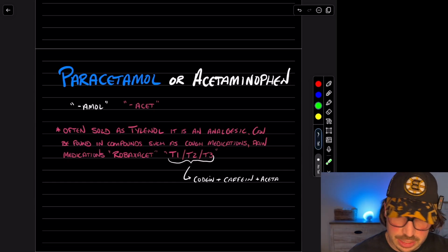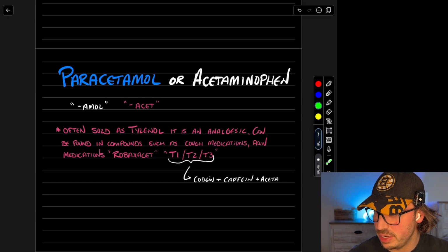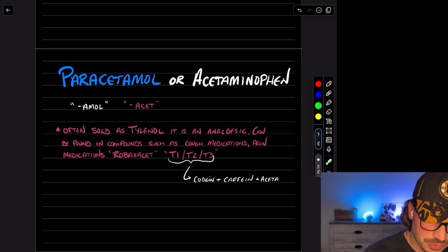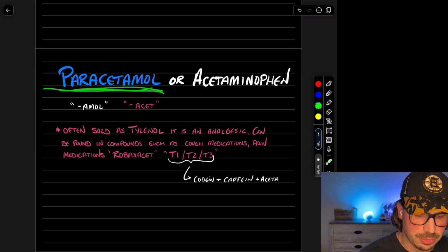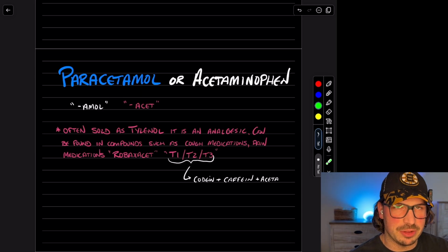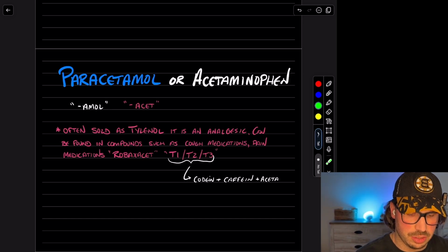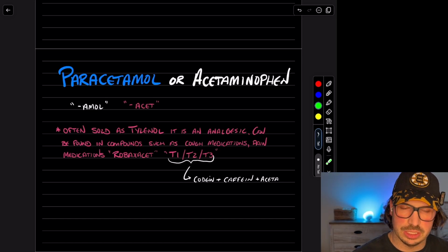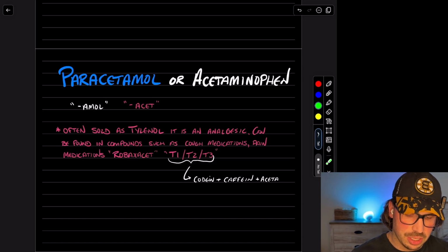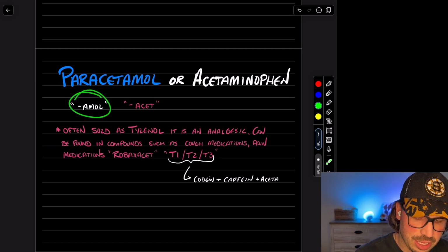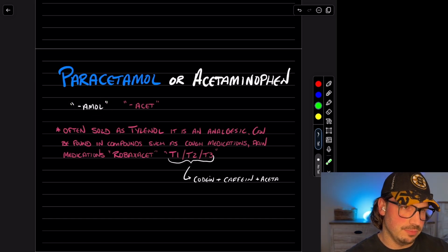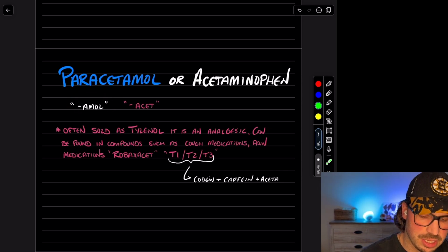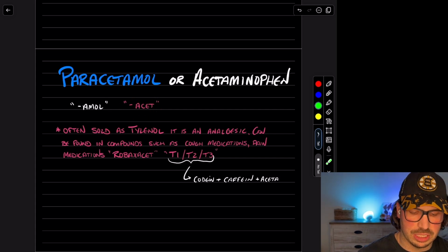In the drug guide that's sent to you, they have the medication paracetamol. I haven't really ever seen it called paracetamol in Canada. Typically, we all know it as acetaminophen or Tylenol. If you're not sure, Tylenol is called acetaminophen. This is an over-the-counter pain management medication. In the American or UK systems, they'll use the amol suffix. Usually in Canada, though, you'll see the acete.